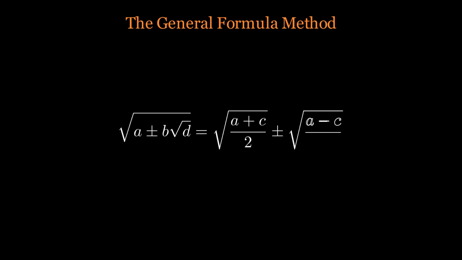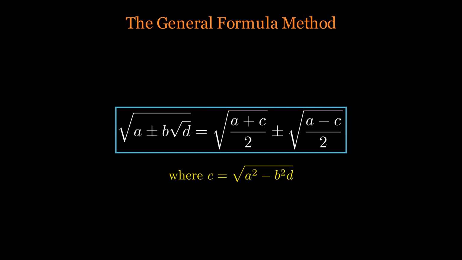The equating method can be long. Luckily, there is a general formula, where c is defined as the square root of a squared minus b squared times d.